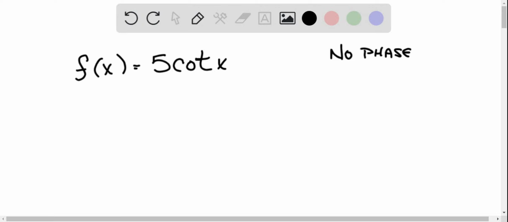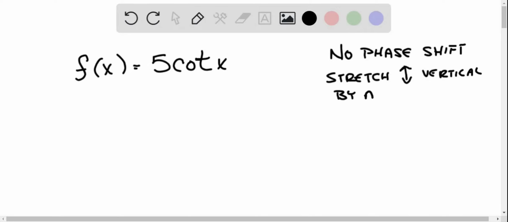Now, speaking of the stretching factor, it is going to be stretched vertically by a factor of 5. And that's actually what this value right here is telling you. Okay, so because it's greater than 1, it will be stretched vertically by a factor, and in this case, the value is 5.